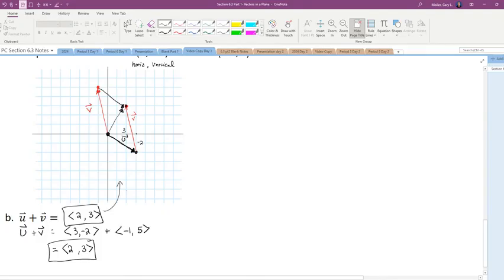So we can do it graphically, making the parallelogram, and we're looking at the diagonal there. Or we can just simply add the components together. Add the horizontal and vertical components together.